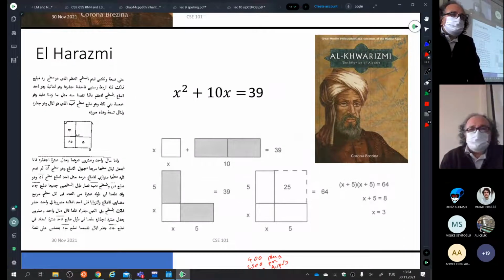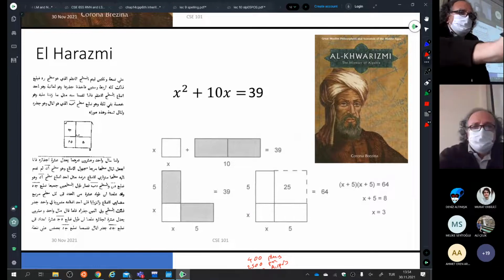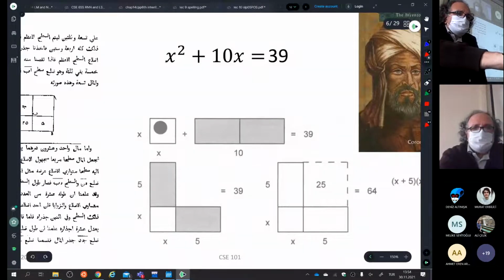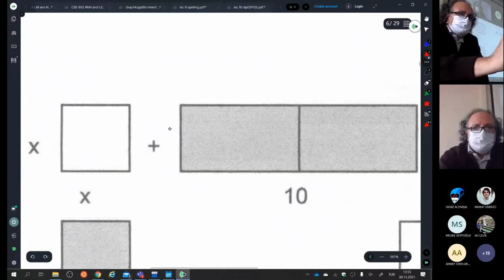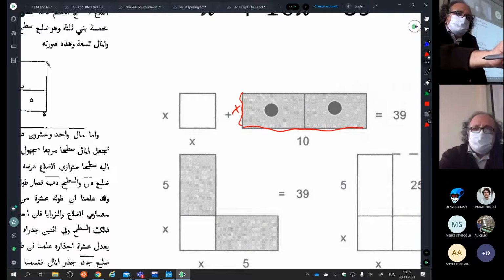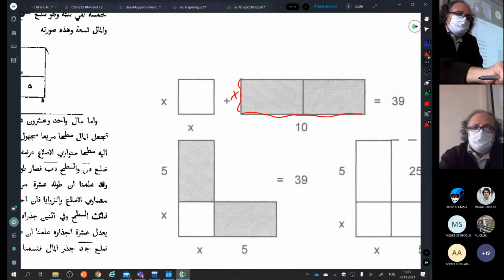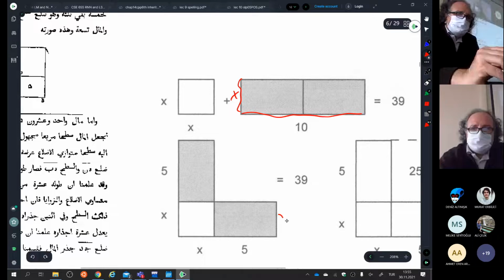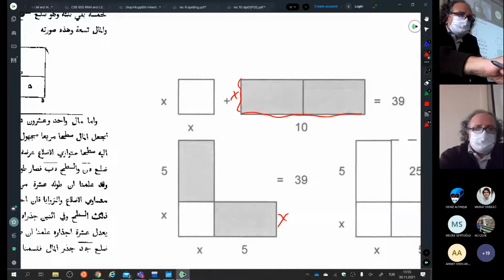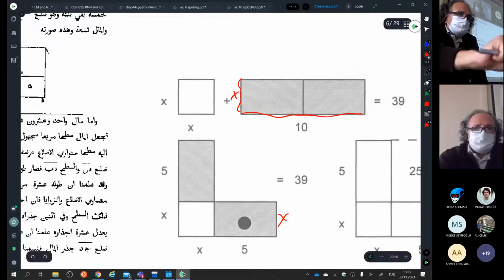He is not giving you the direct answer. He's giving you an algorithm. He says that if you have such a problem, then that means this. You are multiplying x with x. That's x squared. Then 10x is here. If I divide this 10x into 2, 5x is here. So x squared plus 5x and plus 5x is 39.